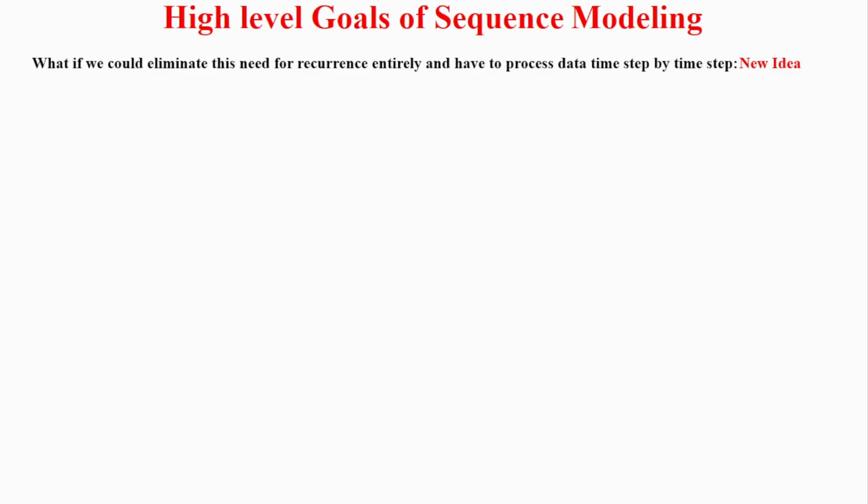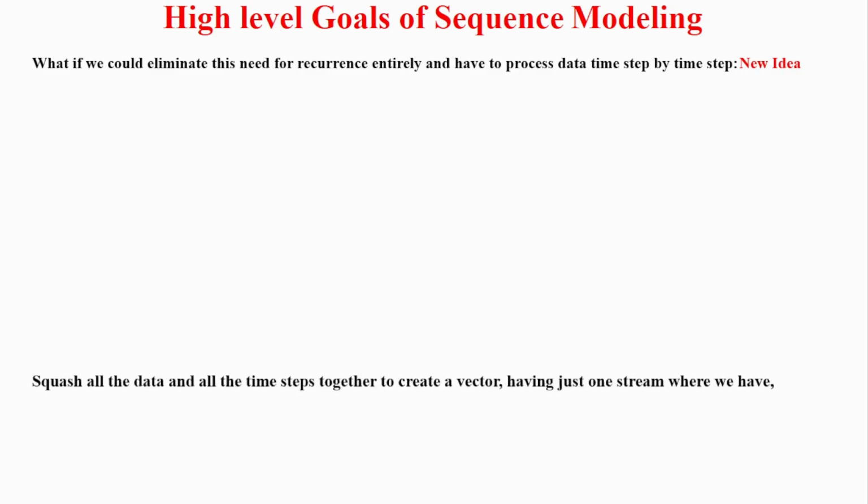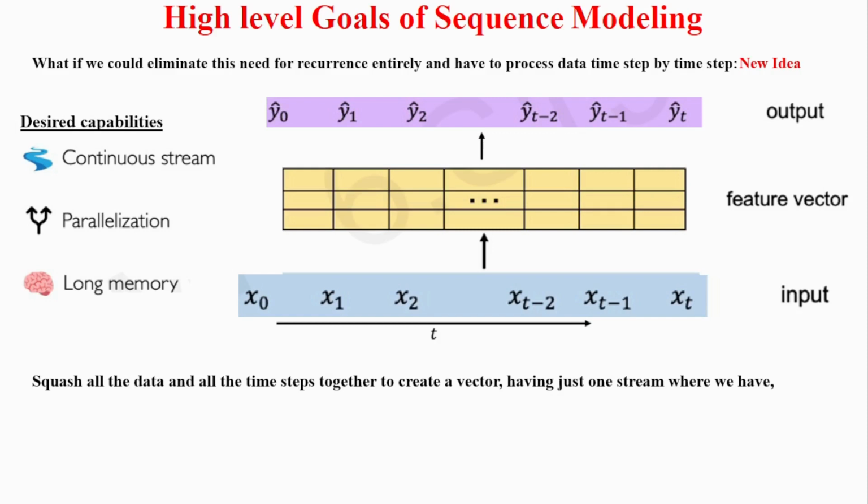What if we eliminate this need for recurrence entirely and don't have to process data time step by time step? This is just a new idea, to squash all the data, all the time steps together to create a vector that is effectively concatenated. Right, the time steps are eliminated. There's just one stream where we now have one vector input.